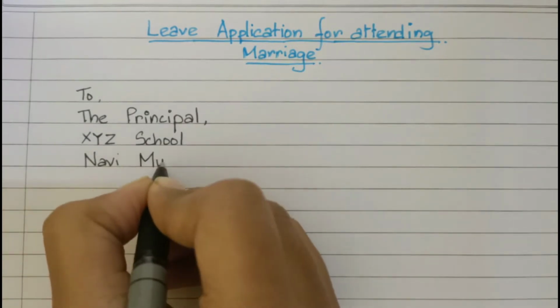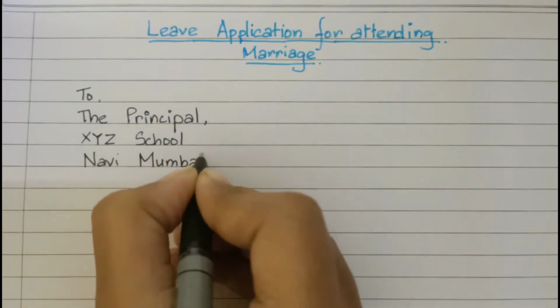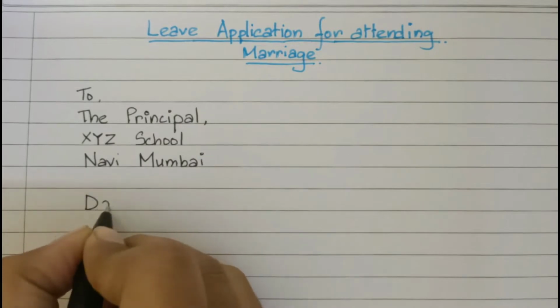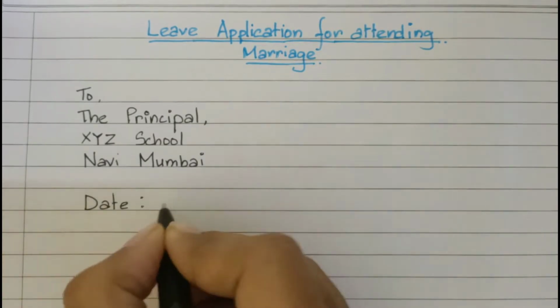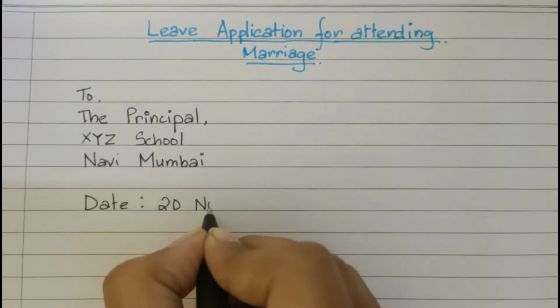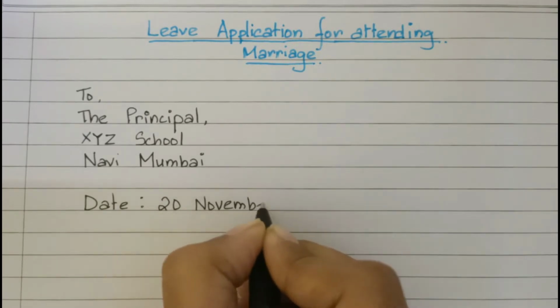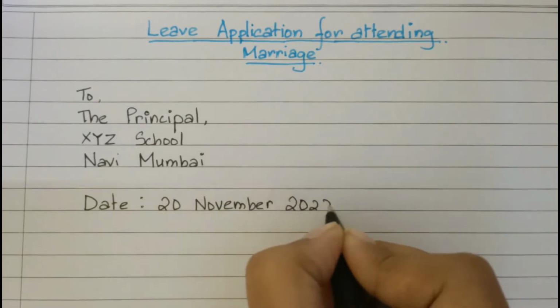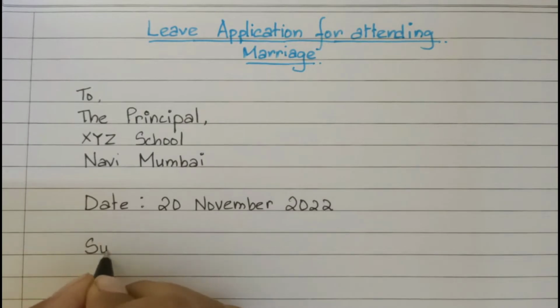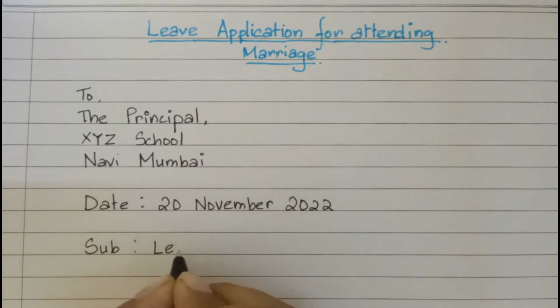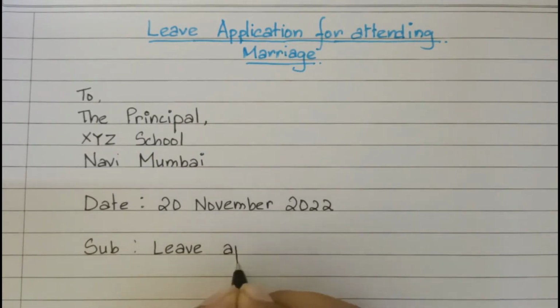So let's keep going. An application is always written in the left to right format. In the beginning, we write the designation and address of the receiver to whom we'll be writing our application. Then comes the date on which our application has been written, and then the subject, which contains the reason for our leave.